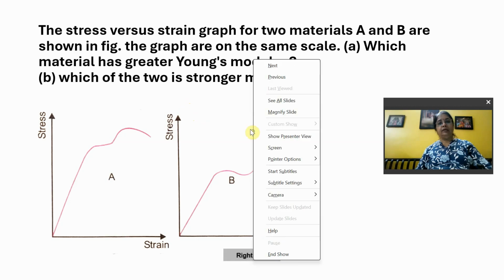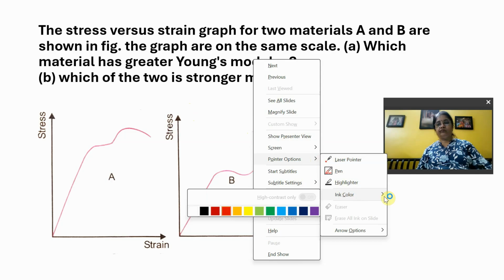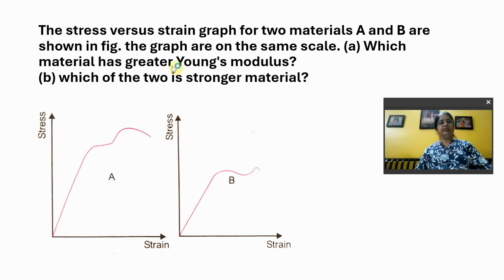Look at the question. Let's get into the question. Stress versus strain graph of two materials A and B are shown in the figure. So stress strain graph of A, stress strain graph of B. Which material has a greater Young's modulus? Which of the two is a stronger material?